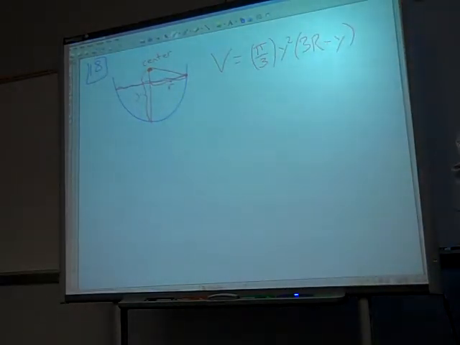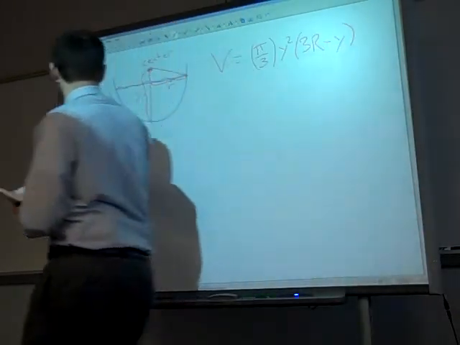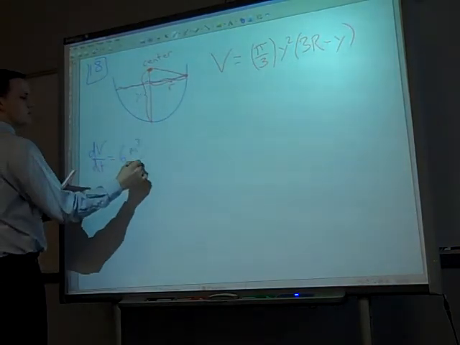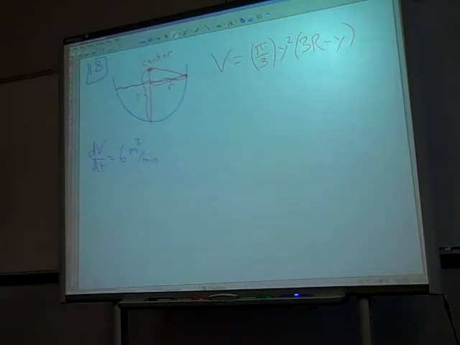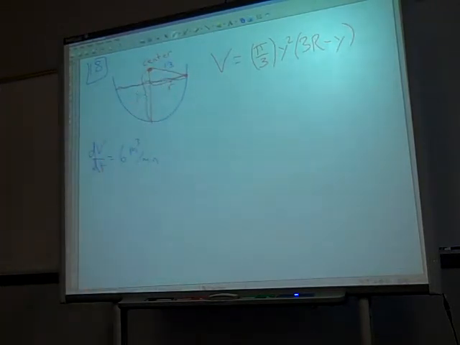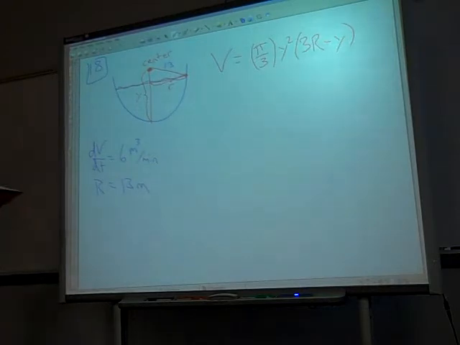So it says water is flowing at the rate of 6 meters cubed per minute. So let's just write down everything they tell us. They tell us that dV/dt is 6 meters cubed per minute. It tells us that we have a spherical bowl with radius 13. So what's radius 13? That's that distance, right? It's from the center of the bowl to any part of the wall. It would be 13 meters. So we'll say big R equals 13 meters.